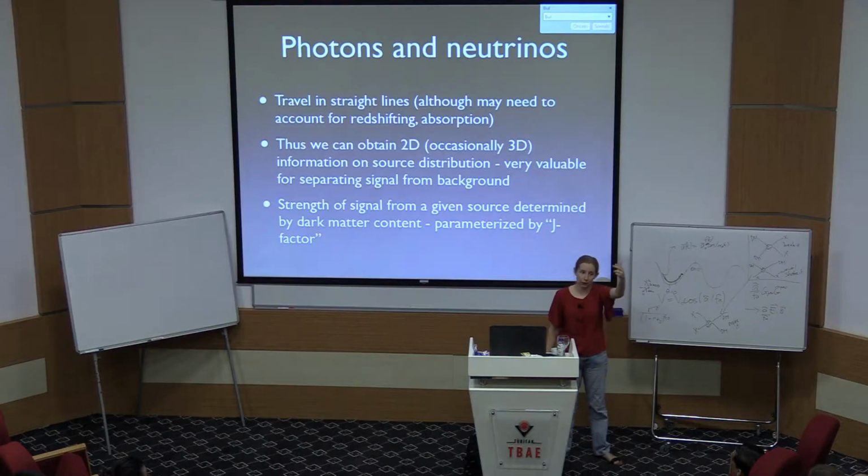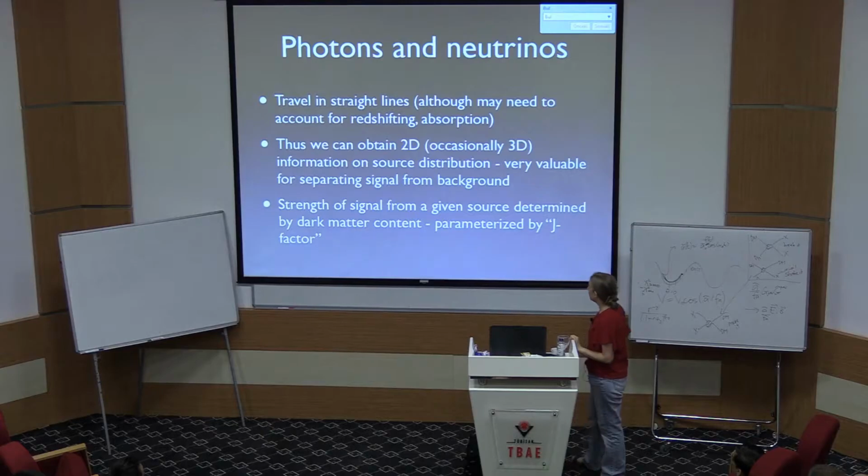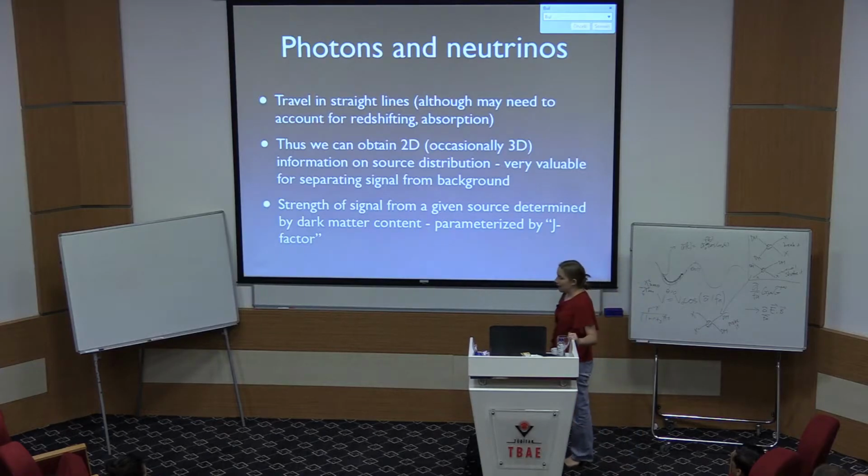It means that if you see a signal, you can identify where it came from. So you can point back to the source. So we can usually obtain 2-dimensional and sometimes 3-dimensional information on the source distribution, and that's a powerful way to try to separate signal from background. For charged particles, you don't have this advantage. As a consequence, the backgrounds are much harder to handle.